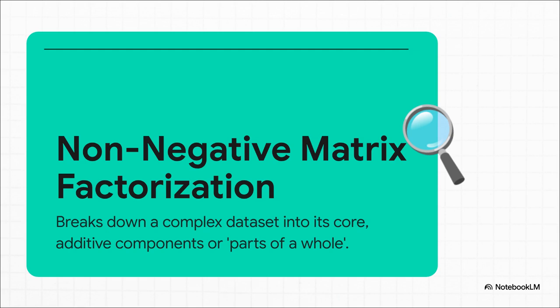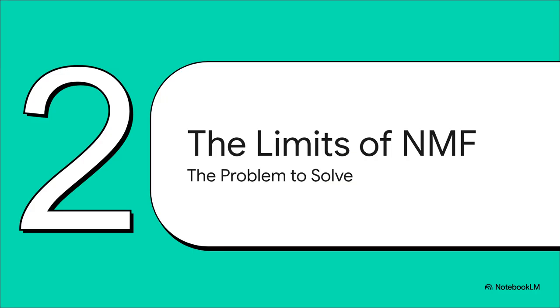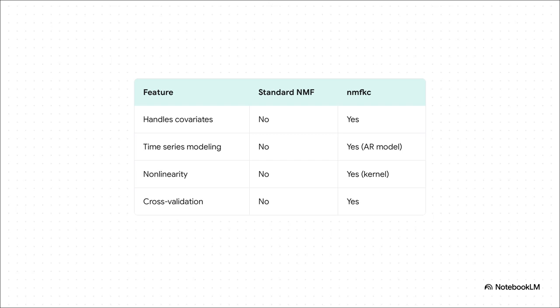For all of us R users, the math is pretty straightforward. You take your big data matrix, we'll call it Y, and you approximate it as the product of two smaller, simpler matrices, X and B. It's all about finding those hidden building blocks. But here's the thing, standard NMF isn't the whole story. It's a great tool for sure, but it has some pretty big limitations, and that's the problem we really need to solve here.